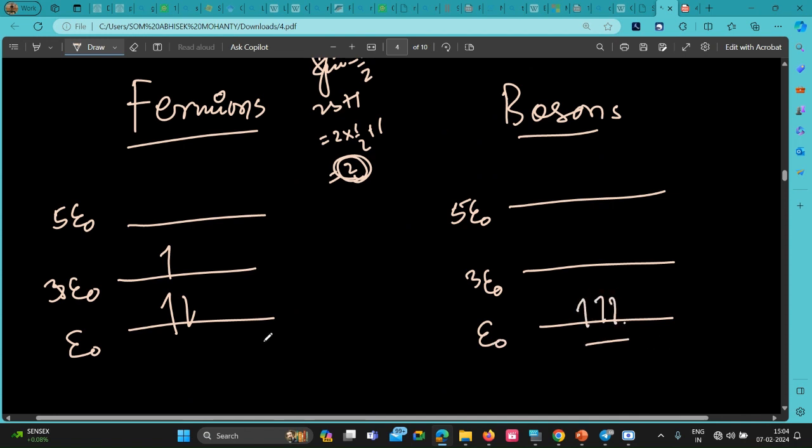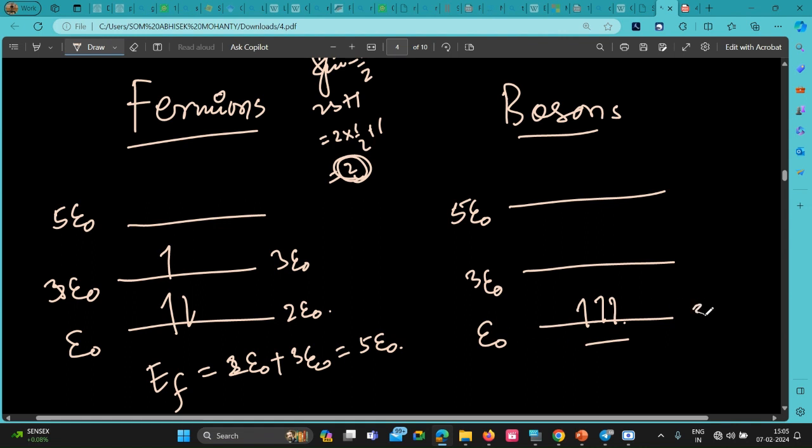So what will be the energy for fermions? If this is E naught, this is 2 E naught, and this is 3 E naught with only one particle. So the total energy for fermions, EF, is equal to 2 E naught plus 3 E naught, that is 5 E naught. Now for bosons, 3 particles in only E naught, so EB is equal to 3 E naught.